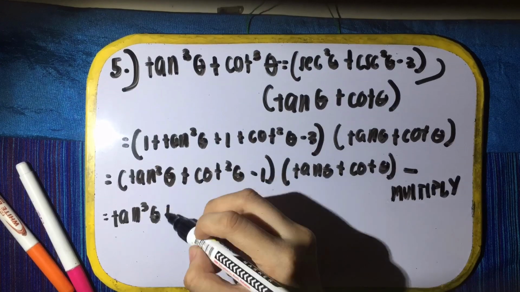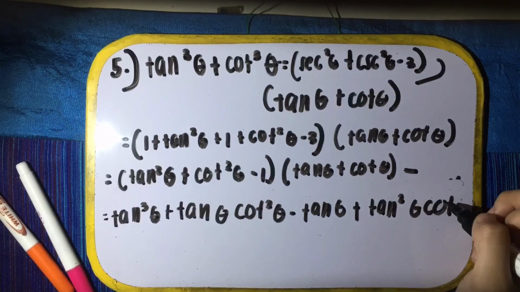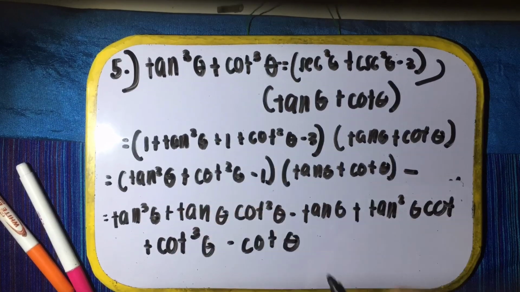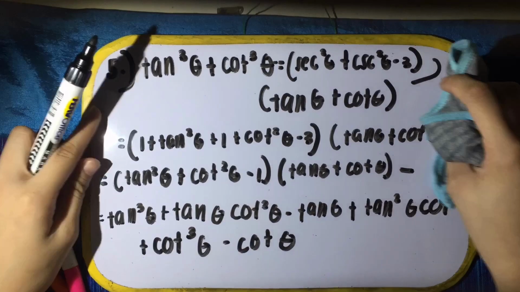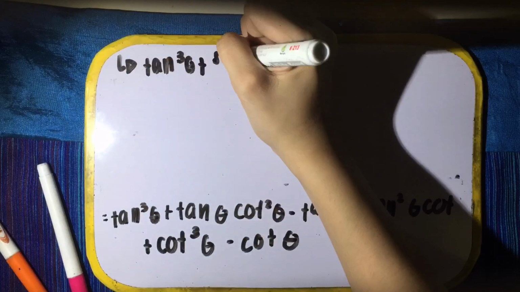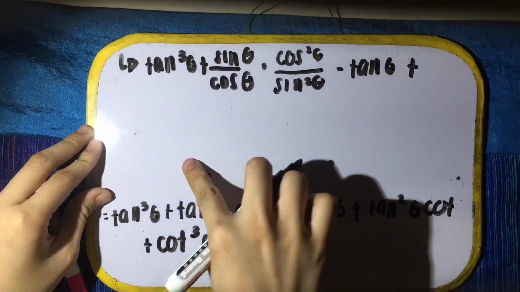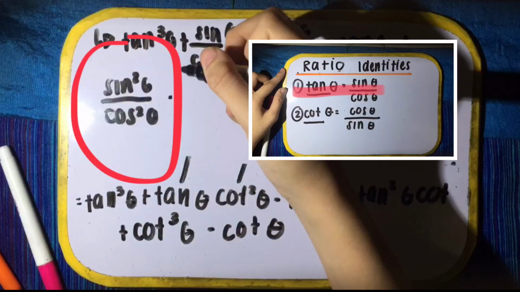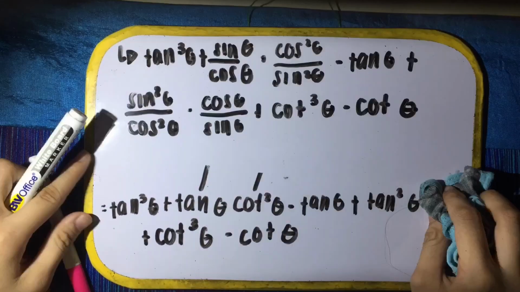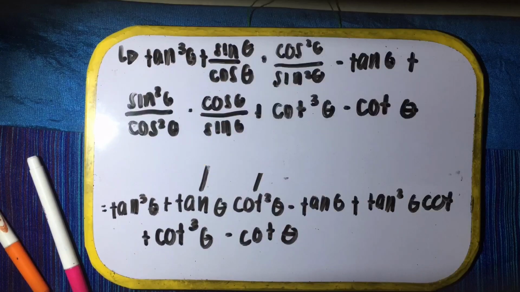It will be tan cube beta plus tan beta cot squared beta minus tan beta plus tan squared beta cot beta plus cot cube beta minus cot beta. Then, we will transform tan beta cot squared beta and tan squared beta cot beta into the ratio identities, which is tan beta is equal to sine beta over cos beta and cot beta is equal to cos beta over sine beta.